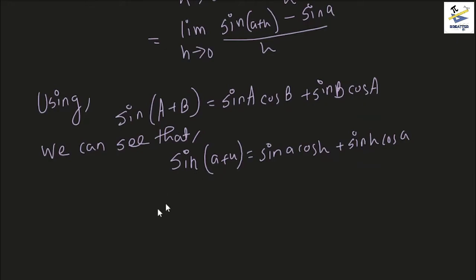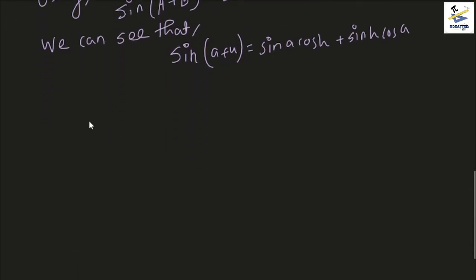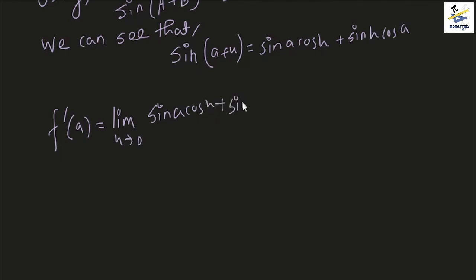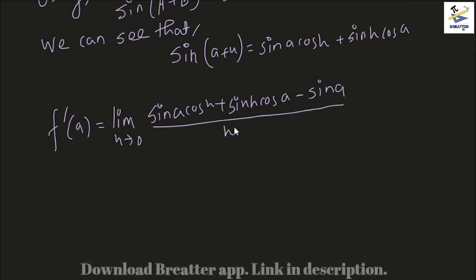When this is done, what we can do now is find the limit L. Actually here we do not read the answer L, we already have a name for it. So f dash a is equal to limit h tends to 0 of sin a cos h plus sin h cos a minus sin a, divided by h, right?